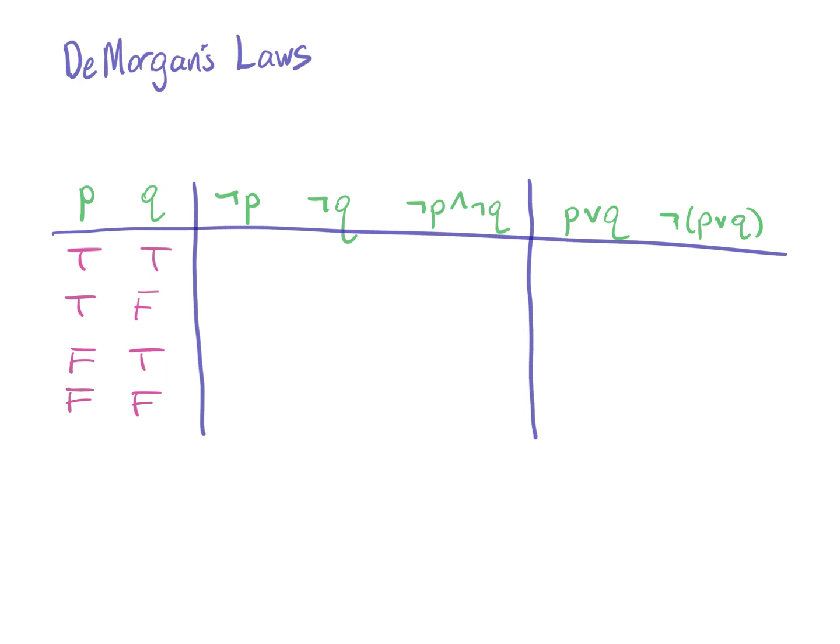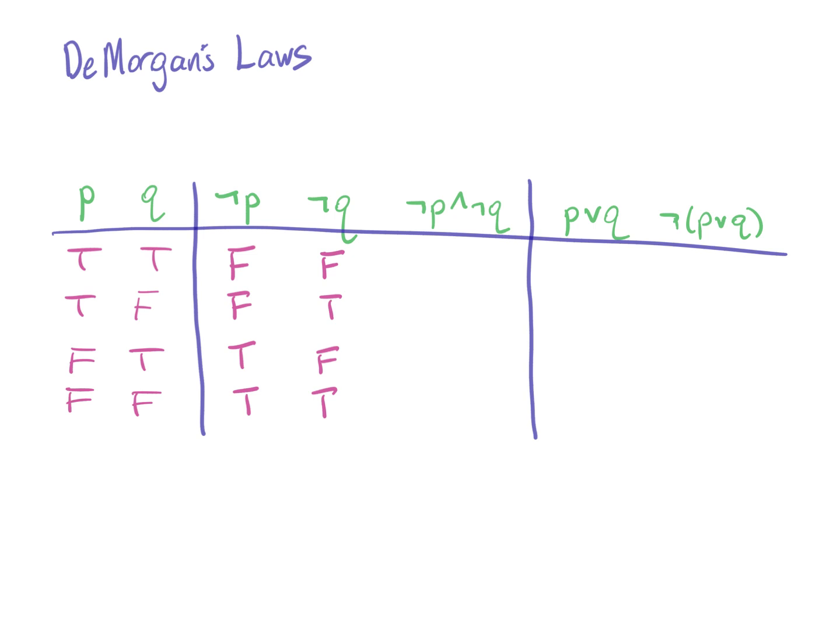So first I'm going to compute not P. P is true in the first two rows, so not P will be false, and then not P will be true in the last two rows. For Q, I have true, false, true, false, so I'm going to flip that: false, true, false, true.